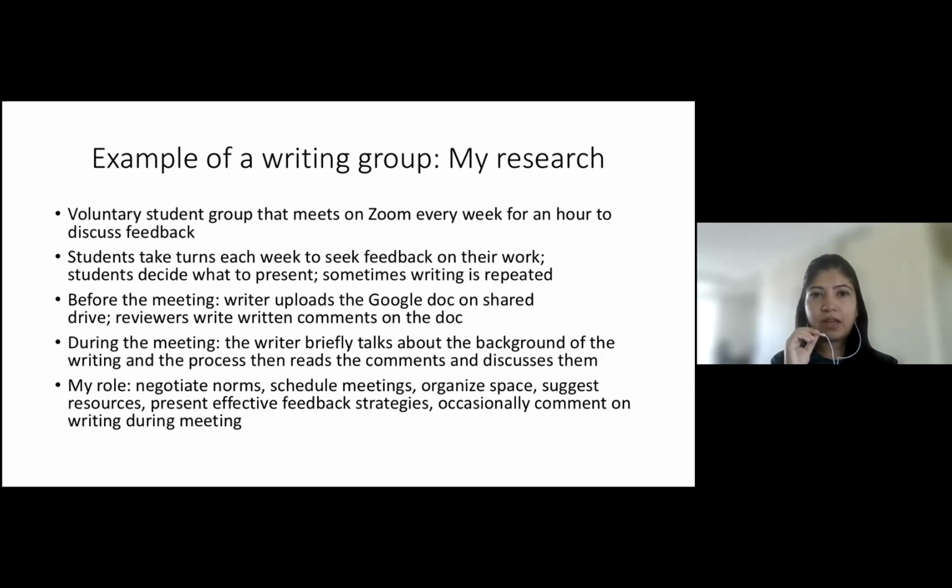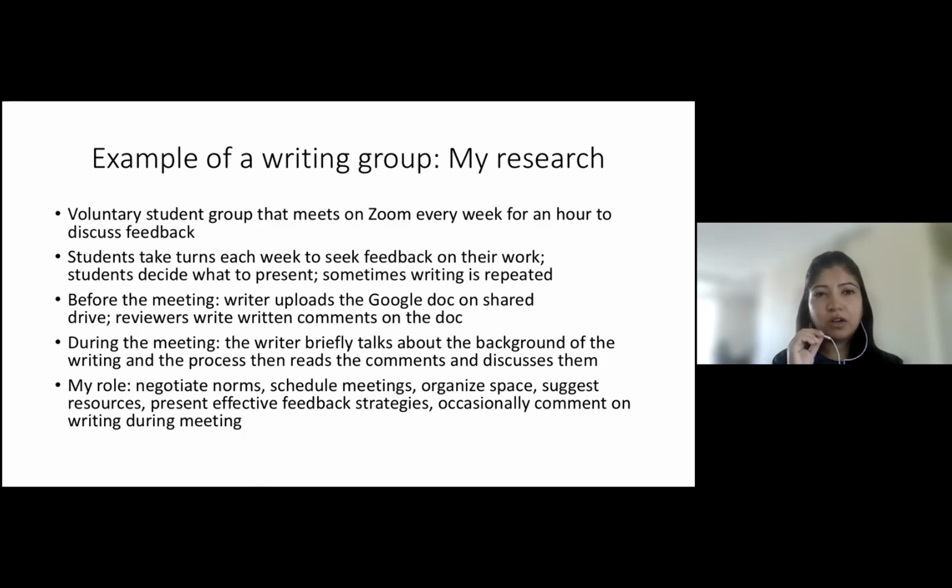We have a shared drive for all the groups, and they write their comments on the Google Drive. That's how they get feedback. Then during the meeting, the writer will introduce the topic, what they're presenting, how they wrote it, any major obstacle they had, or what their feedback needs are. And then they'll go read each comment and resolve each comment. They'll have a discussion on the comments that are given.